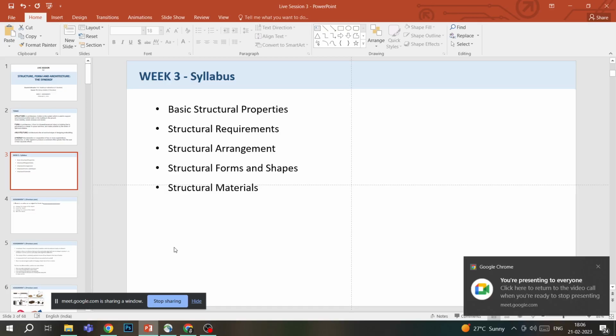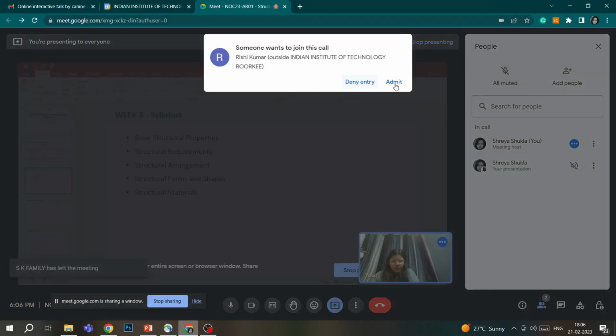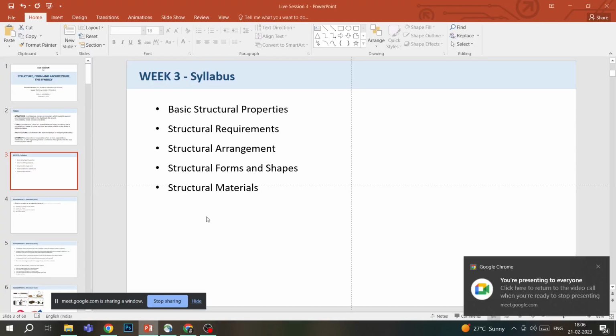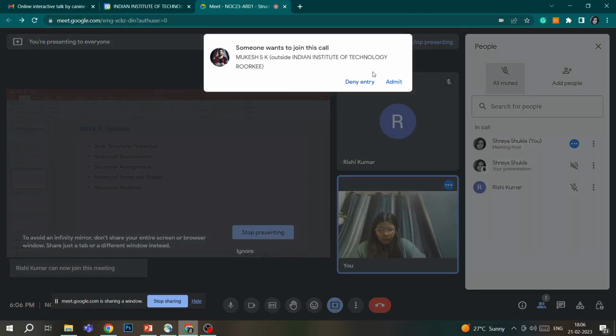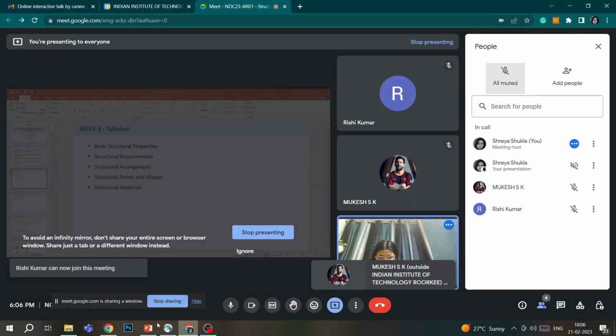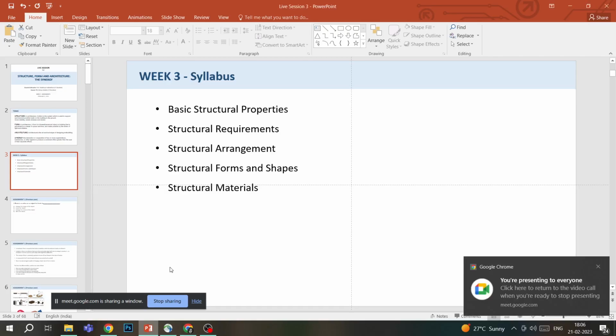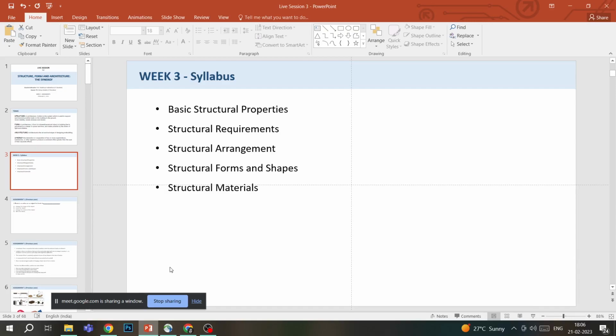in lecture 11, basic structural properties, we covered topics like force and moment. We covered in detail the definitions and properties of force and moment, along with different kinds of examples. Then we covered the topic of static equilibrium, which I will be discussing later in this session because of a question. And then we talked about the different kinds of forces: compression, tension, bending, torsion, shear. Then stress and strain were talked about.